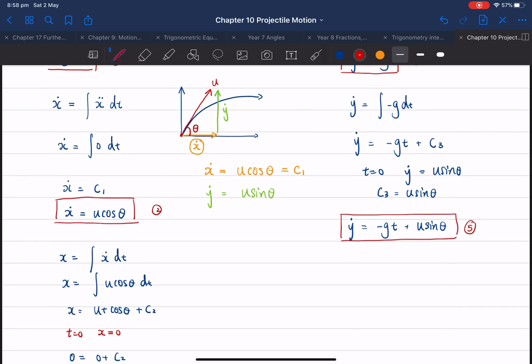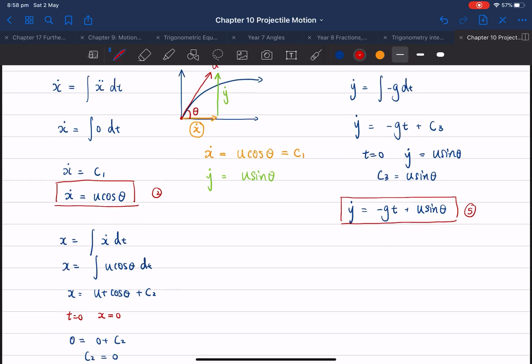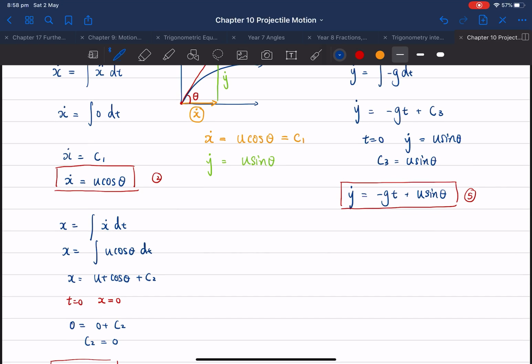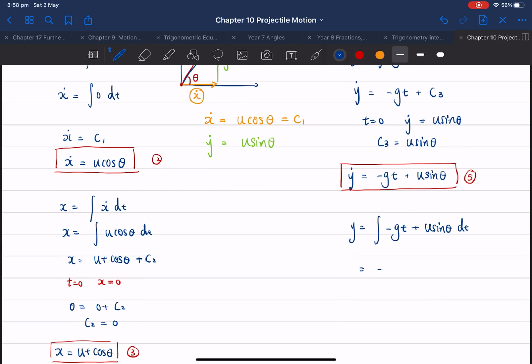So that leaves us with one more equation to do, which is the vertical component of the displacement, which is y. Now we need to integrate this one more time with respect to t. So once we integrate this, that becomes negative.